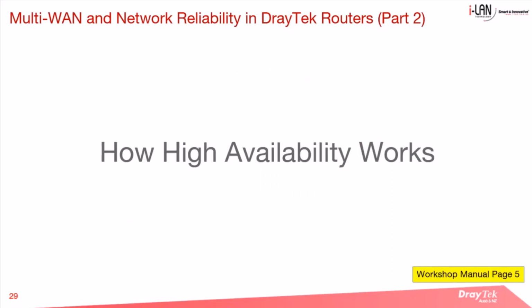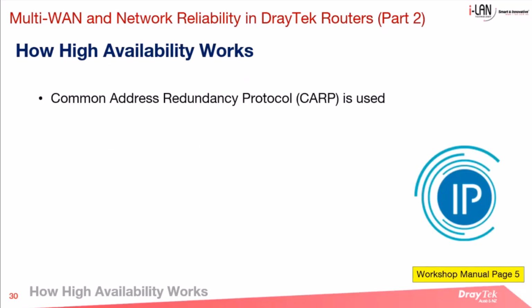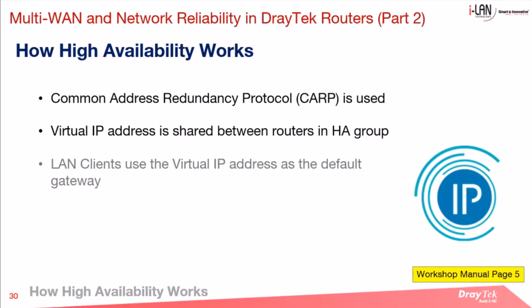Okay, let's look at how high availability works. There are a few items to be aware of when using high availability. The first is the Common Address Redundancy Protocol, which is CARP. It is used for communication between the routers. Next is the Common Virtual IP Address, which is shared between the routers in the high availability group. LAN clients use the virtual IP address as a default gateway.